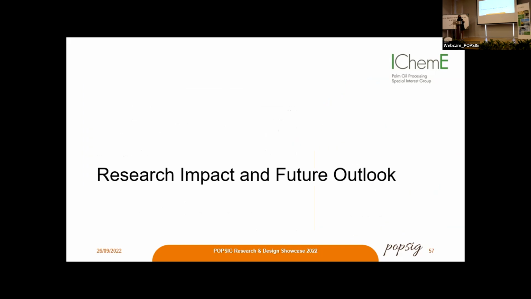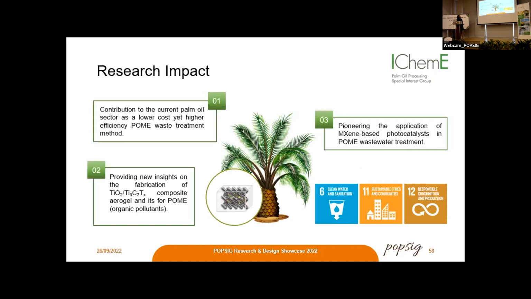So finally, we'll go through the research impact and future outlook. This study can contribute to current POME treatment as a more time-saving, lower cost, and higher efficiency POME waste treatment method. We have provided some new insights on the fabrication of this TiO2 Ti3C2Tx composite aerogel and its application for organic pollutants. We pioneered the application of MXene-based photocatalysts in POME waste photo treatment, and we target to achieve SDG 6, 11, and 12.